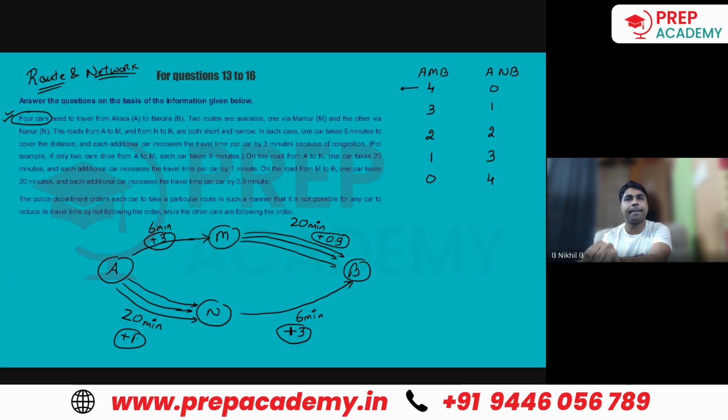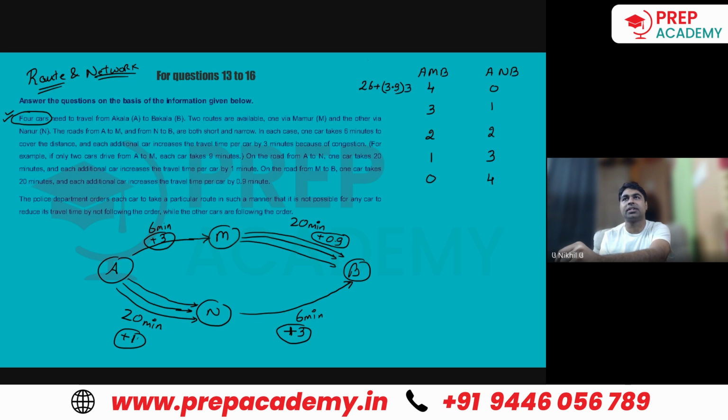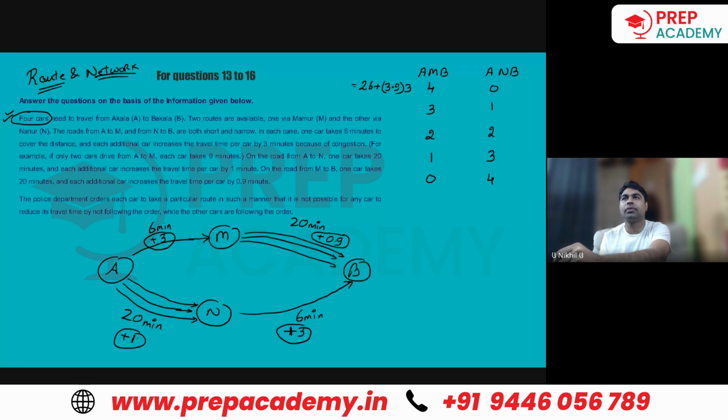Now, if there are 4 cars moving here, then what would be each car's travel time? AM, 6 plus 20, 26 would be the travel time for sure. And because of the extra cars, 3 extra cars, 3 minutes each and 0.9, 3.9 minutes each. So for every other 3 cars, 9 plus 2.7, 11.7, plus 26. Okay, so that would be 37.7.